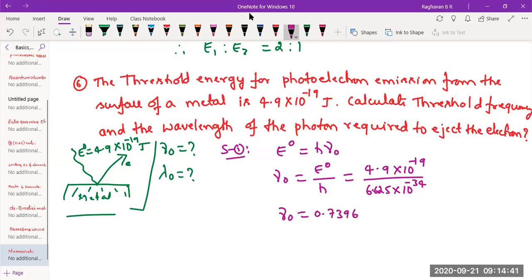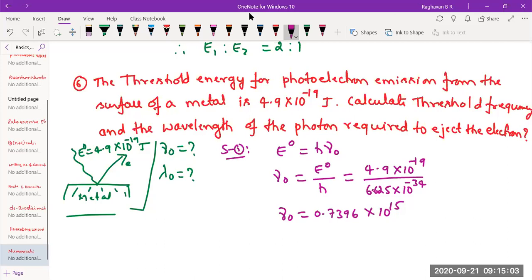0.7396 into 10 to the power of 15 plus 34, 10 to the power of minus 15, sir. Minus or plus? Plus 15. Plus 15. Or you can shift the decimal. Generally, we don't keep it in this pattern, right? We'll keep the decimal after the first non-zero digit always.